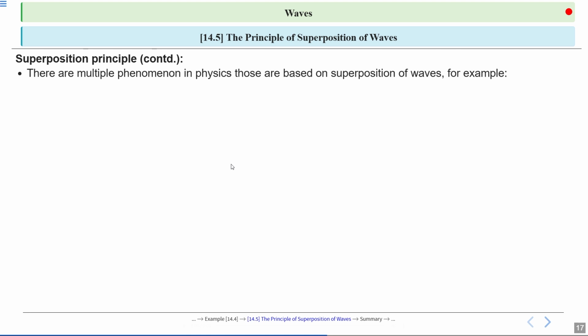Now, let's look at some real world examples where the superposition of waves is important. Many different effects in physics, specifically in sound and light, are based on this principle. First, let's talk about interference. Interference happens when two waves with the same frequency overlap. Depending on how their peaks and troughs line up, they can add together to make a bigger wave or cancel each other out.